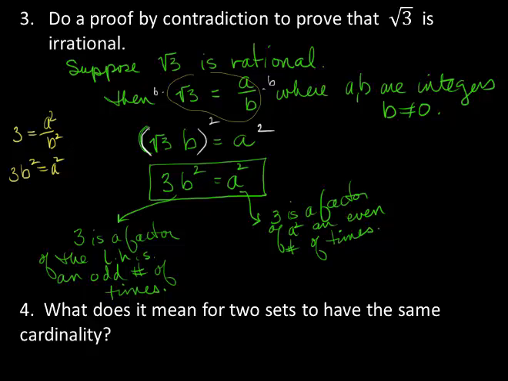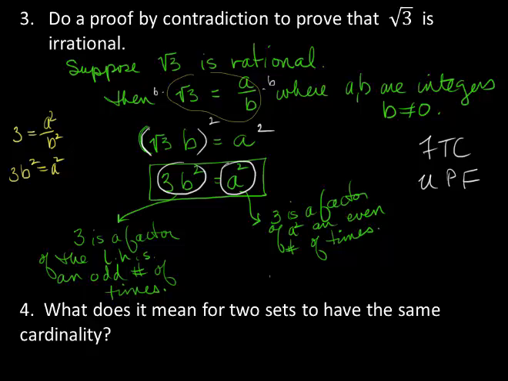This is impossible. This is impossible because, a number, we're saying that 3b squared is the same number as a squared. So of course they have the same prime factorization, and there is only one way to prime factor a number. The fundamental theorem of arithmetic, we called it the FTC, or you could call it the unique prime factorization theorem. There is only one way to prime factor a number.